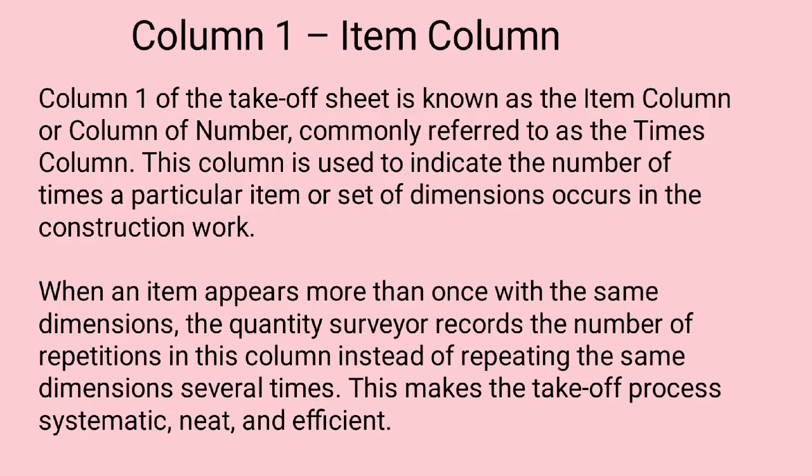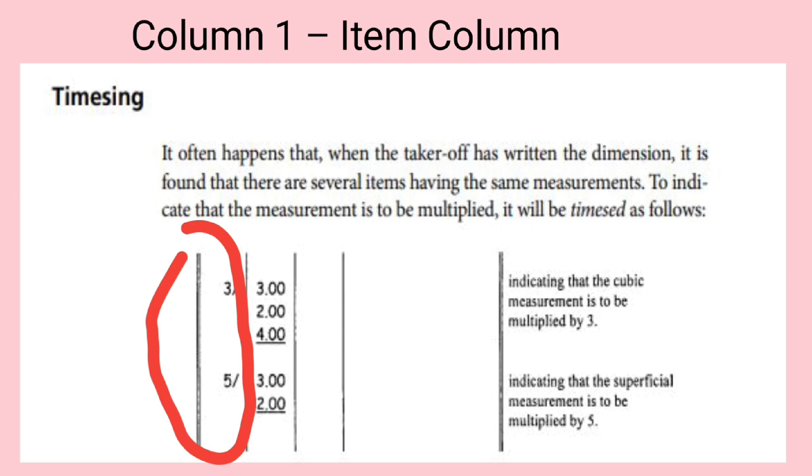The item column, also known as the times column, is used to record how many times a particular measurement occurs. Its primary function is multiplication control. Instead of repeating identical dimensions many times, the quantity surveyor records the number of repetitions once. This column ensures neat presentation, logical measurement flow, reduction of duplication, faster checking and verification. Each entry in this column directly affects the quantity produced in the squaring column.